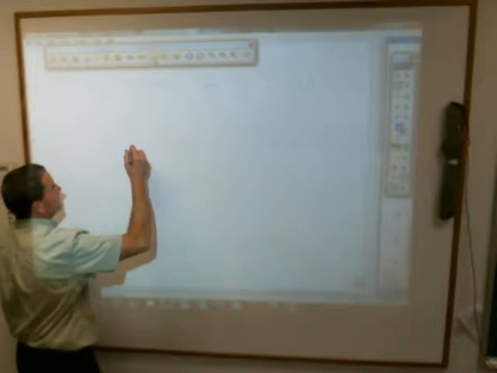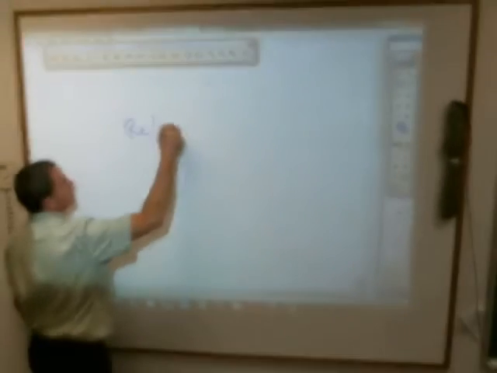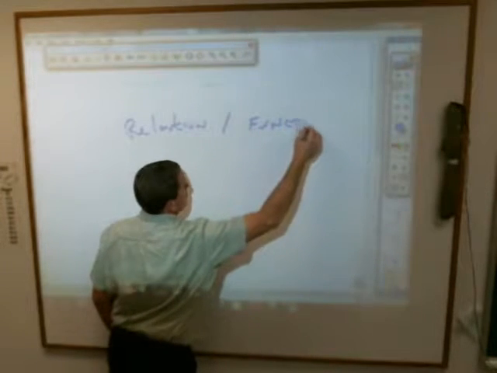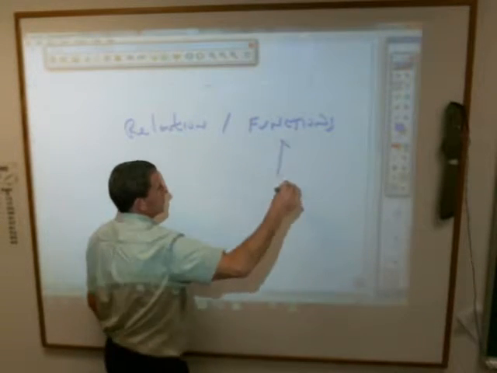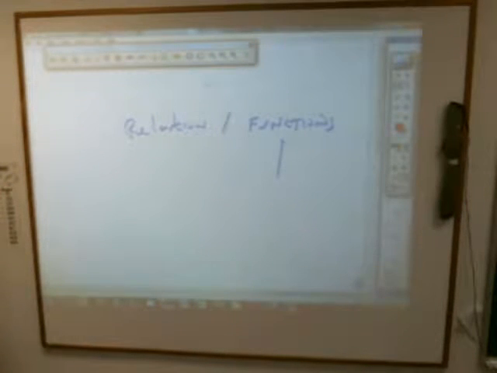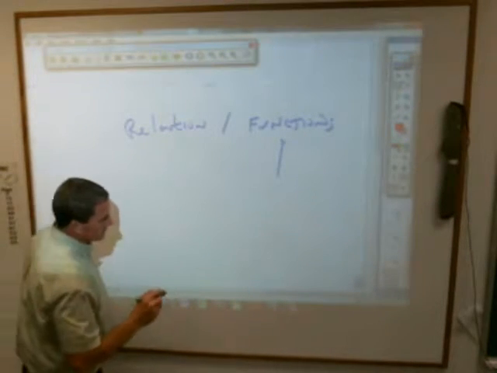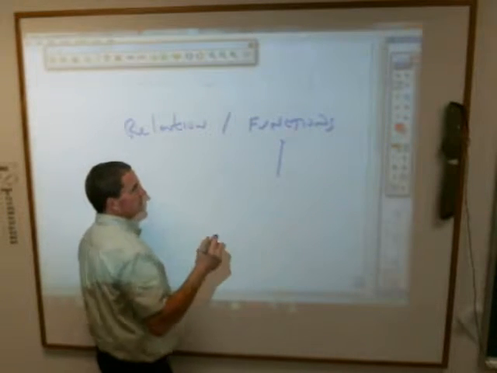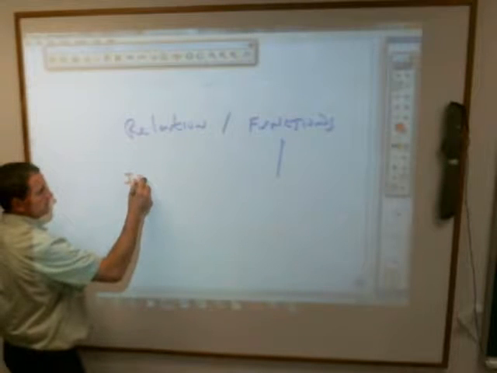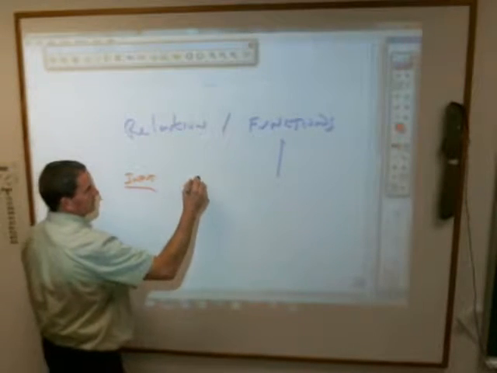Alright, back to function relations. Relations and functions. When we talk about functions, here's the deal. In order for something to be a function, first of all, if you remember, we talked about this. You have input numbers and you have output numbers.